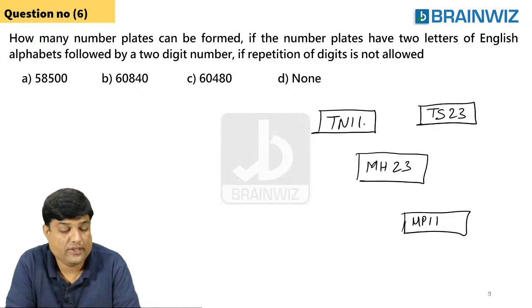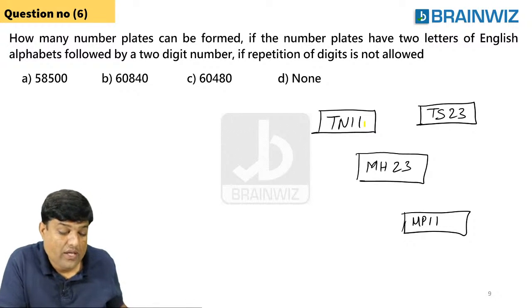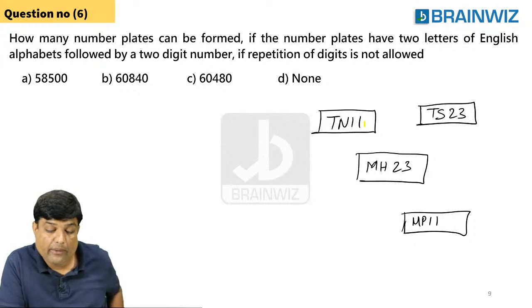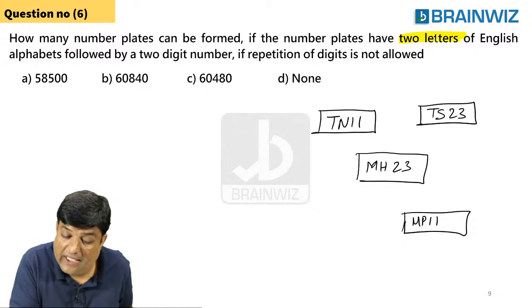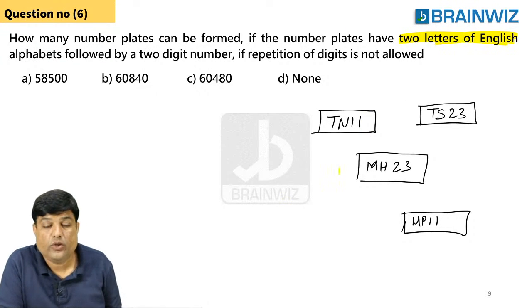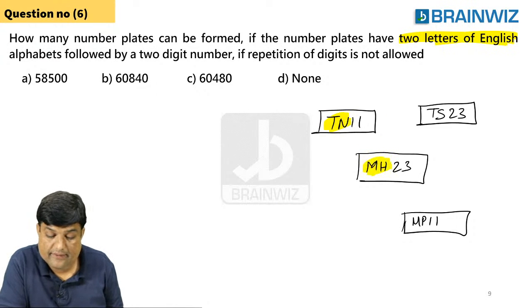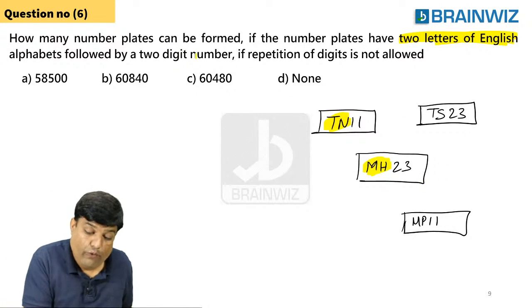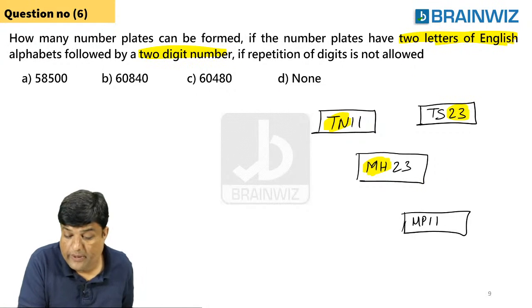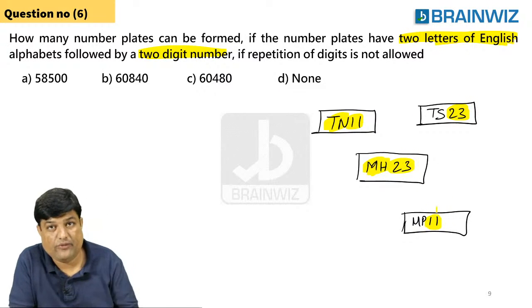So similar kind of question is given to you. What did it say in this question? Have a look here. How many such number plates can be formed if a number plate has two English alphabets, two English alphabets like this, followed by a 2-digit number? So this kind of question has been given to you. How many such number plates can be formed?